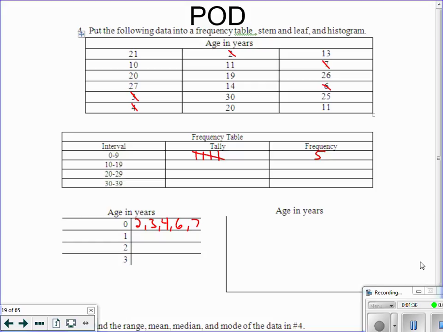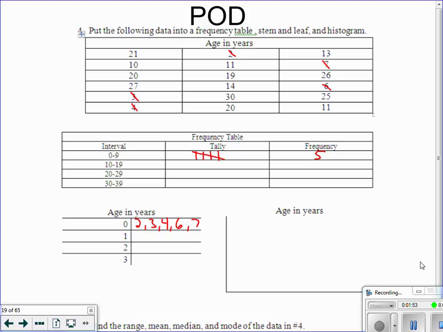Down at the bottom, you'll notice it also says find the range, mean, median, and mode of the data in number 4. That's the data in this data table. So use your stem and leaf, it's really going to help you, because when you make your stem and leaf, you're putting the numbers in order.